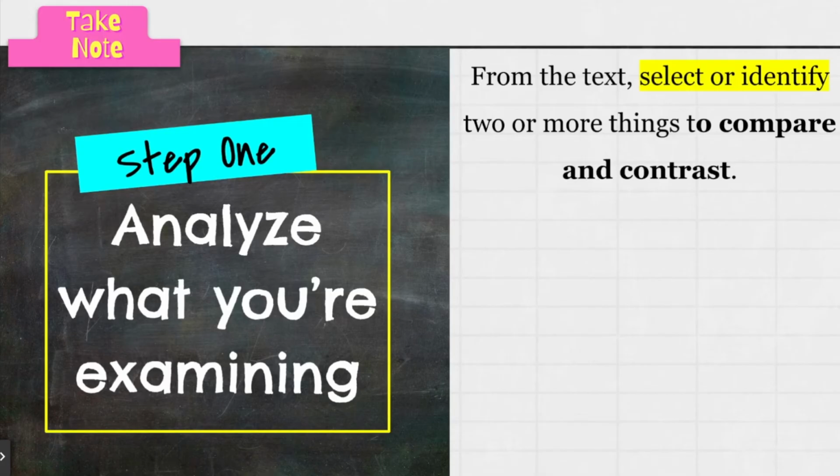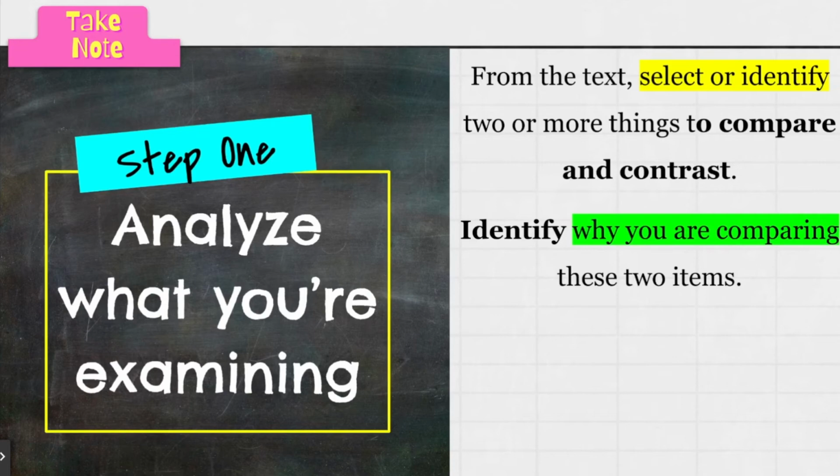From the text, we have to select or identify 2 or more things to compare and contrast. Basic step 1, what are you comparing and contrasting? And then I think this is super important. Why are you comparing and contrasting 2 things?